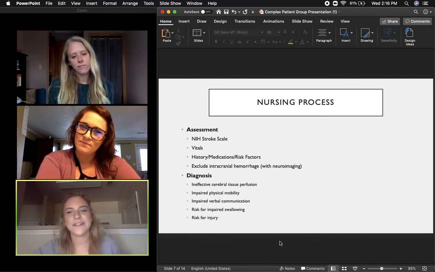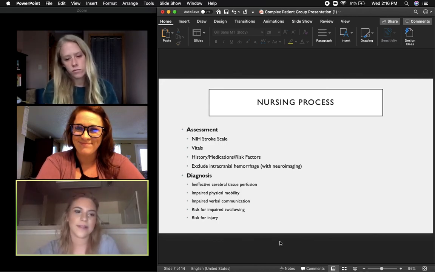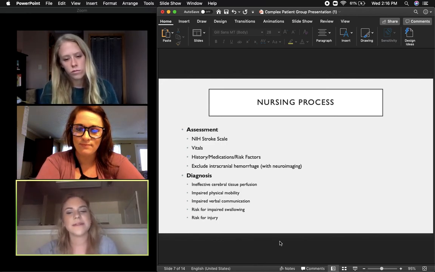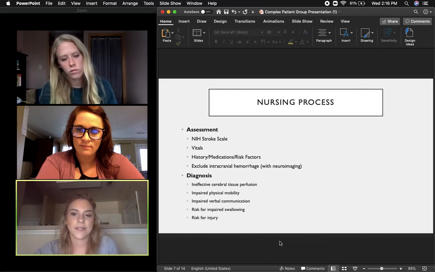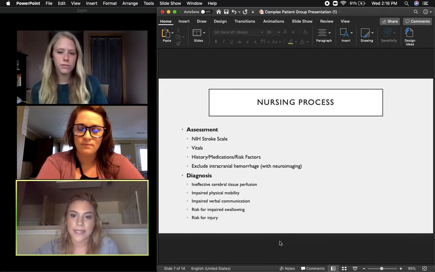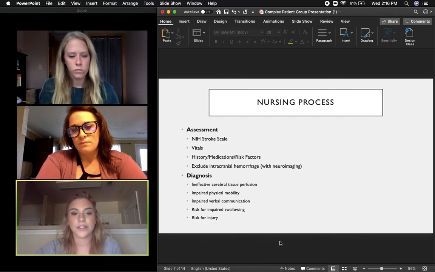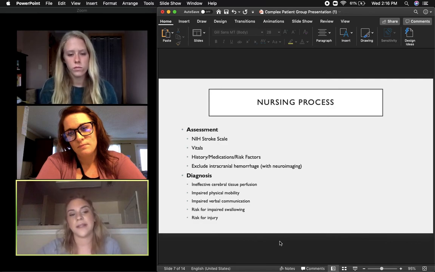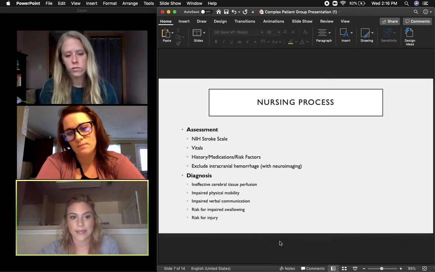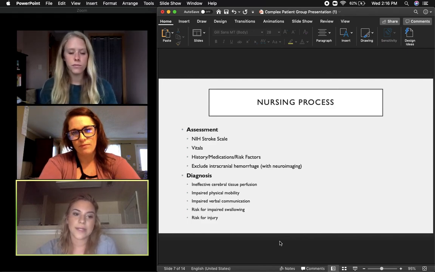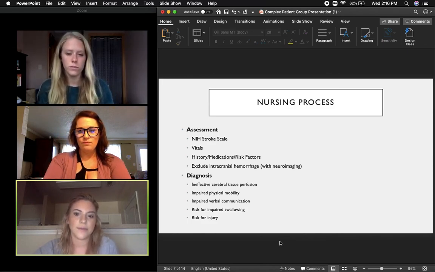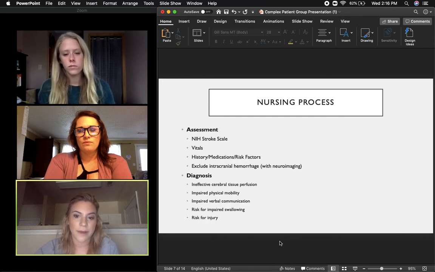Okay, we're going to move on to the nursing process. We know that starts with assessment. And so as Ali mentioned, and as we saw in our case study, we're going to perform the NIH stroke scale. We also really want to monitor their vital signs. It's recommended that vital signs are taken at least every 15 minutes. And then we want to look at their history, their medications, their risk factors. So we do have good data on that for our patient.